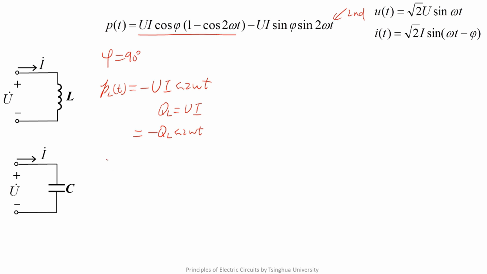For capacitors, phi equals minus 90 degrees. Similarly, this term is 0. Thus, through the discussion in previous slides, we know that the reactive power absorbed by the capacitor is as shown.